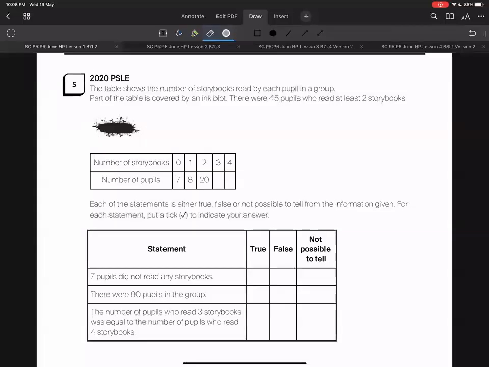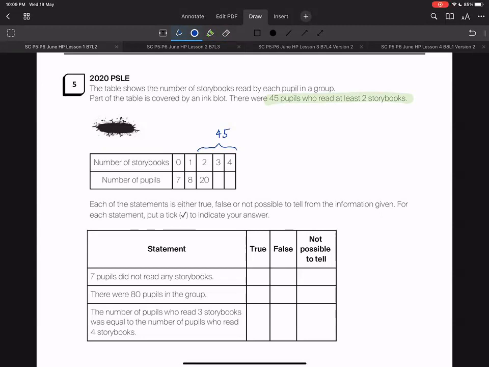The table below shows the number of storybooks read by each pupil in a group. Part of the table is covered by an ink blot. There were 45 pupils who read at least 2 storybooks, so it's 2 and above. We have 45 pupils here.